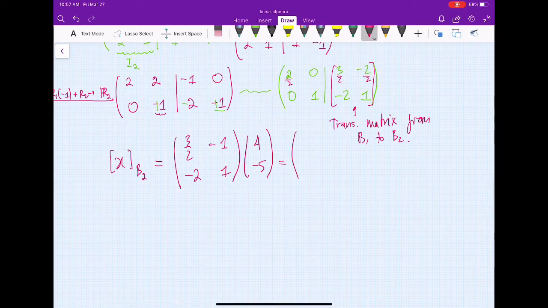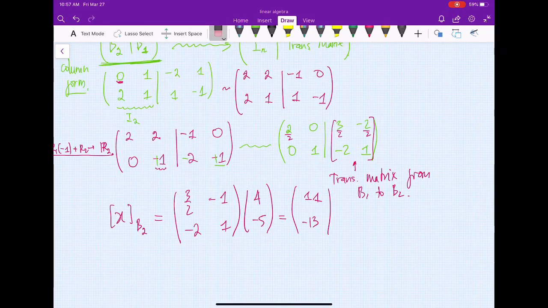For the first one, I get 5 plus 12 over 2. I get 12 over 2 is 6. Yes, 6 plus 5 is 11. I get 11 in here. And in here I get -8 with -5 is -13. So we are done with this problem.